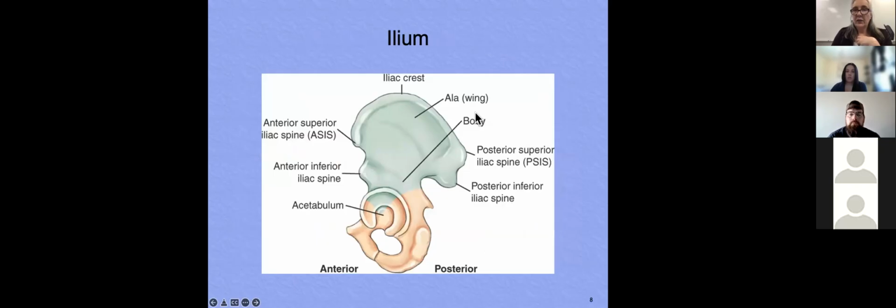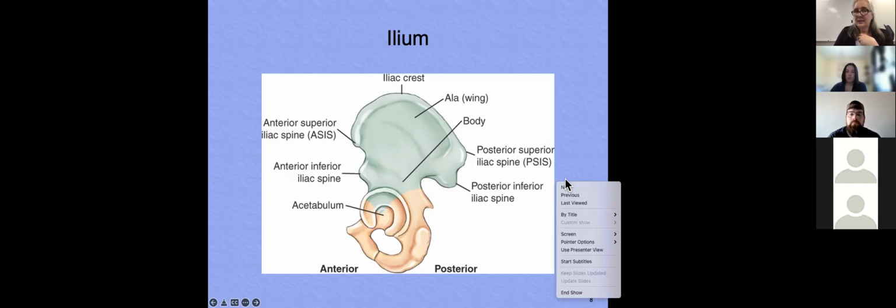Okay, let's start off with the ilium. I-L-I-U-M. Again, we have the iliac crest. It ends anteriorly in the ASIS. Now, it ends posteriorly in the PSIS. If this stands for anterior superior iliac spine, then this stands for posterior superior iliac spine. And if this is the posterior superior iliac spine, this is the posterior inferior iliac spine. So this is the PIIS.